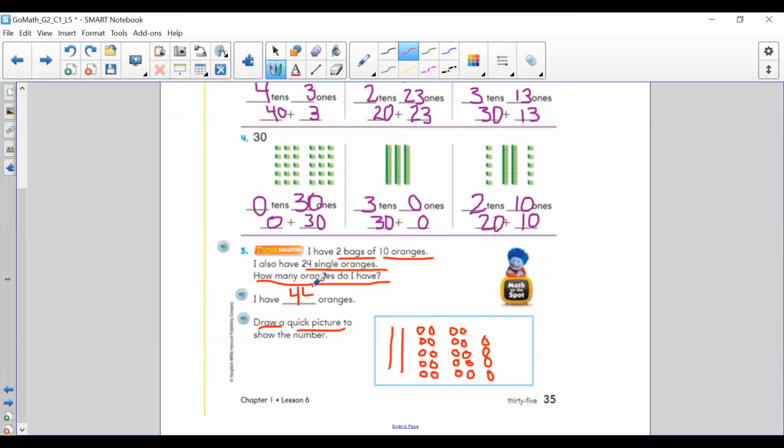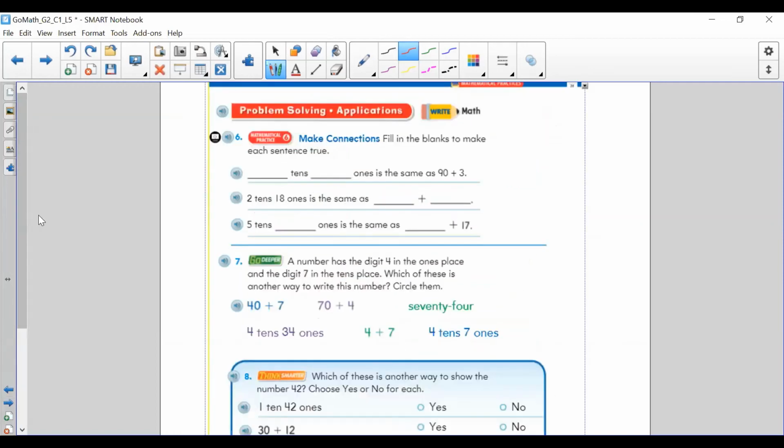So sometimes drawing a picture helps us understand how many we have. So moving on to the next page and our last page. Make connections. Fill in the blanks to make each sentence true. Blank 10s and blank 1s is the same as 90 plus 3. So we need to think about 90 plus 3. Well, how many 10s in 90? You know, if we just crossed out the 0, that would tell us. How many 10s is that? That's right, 9.